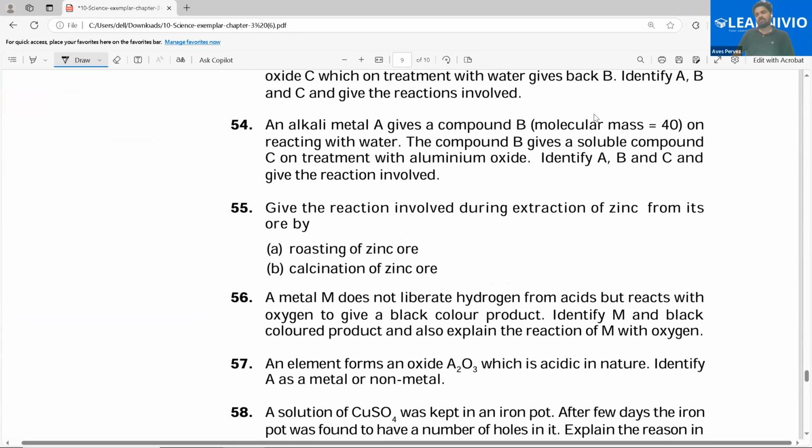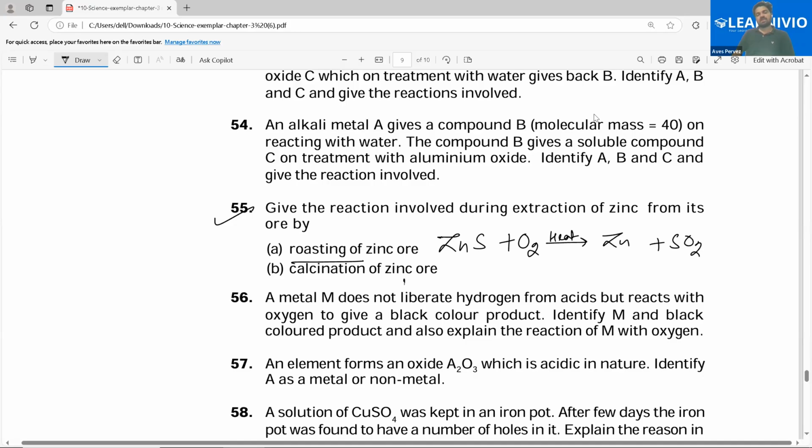Give a reaction involved when zinc ore is converted. Zinc ore is converted into the oxide form. Will you be able to answer this one? If roasting is done, it will be zinc sulfide. When we pass oxygen gas to it and heat it, it will give you zinc oxide plus sulfur dioxide.